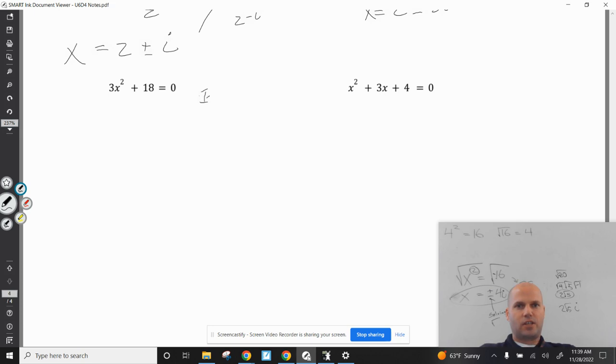Same deal, I would isolate the square here. Could I use the quadratic formula? Sure, if b is 0. But since I just have x squared and it can be isolated, I'm going to isolate the square and square root. How do I do that? Subtract 18.